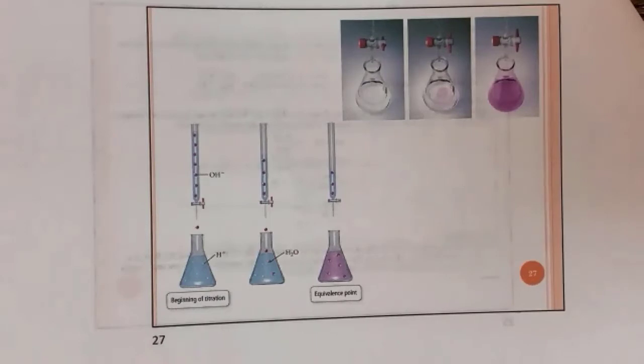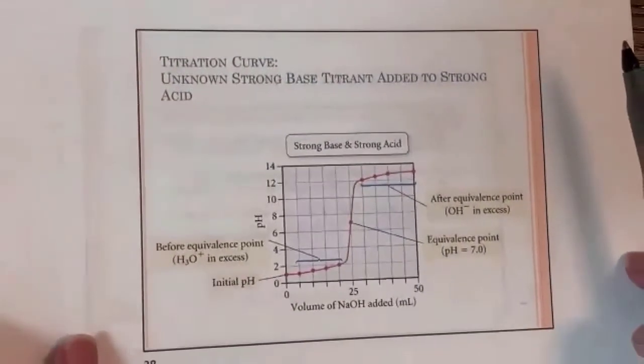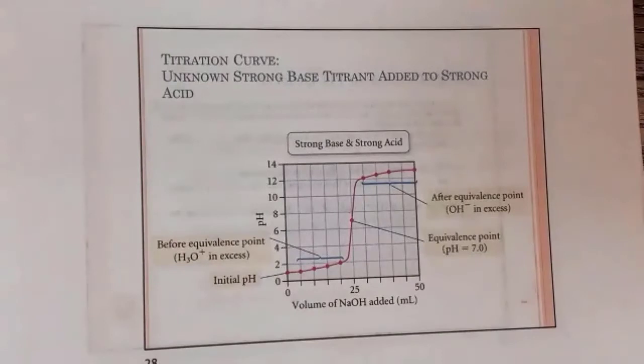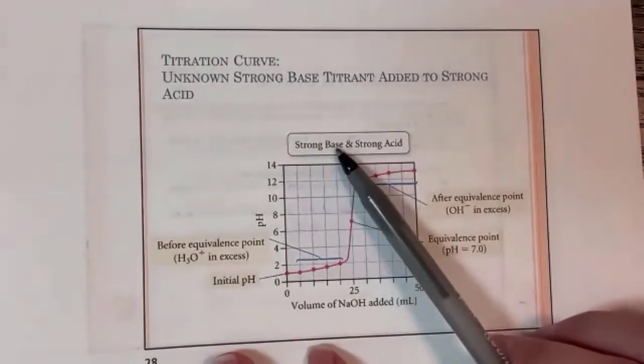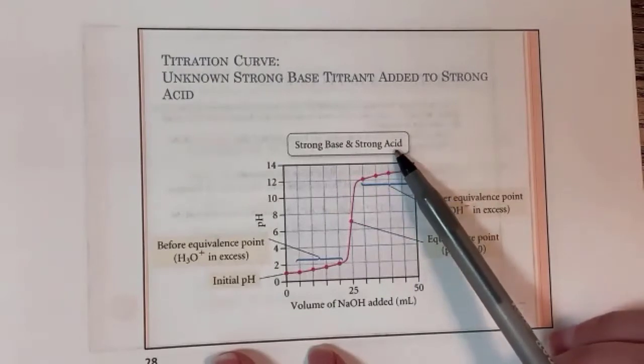Okay, so these are the experiments you do. A very common indicator is phenolphthalein, okay? Now, one example of a titration curve is if you have a strong base and a strong acid. So a good example would be sodium hydroxide and hydrochloric acid.